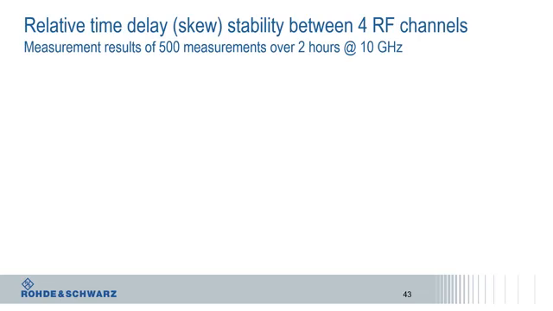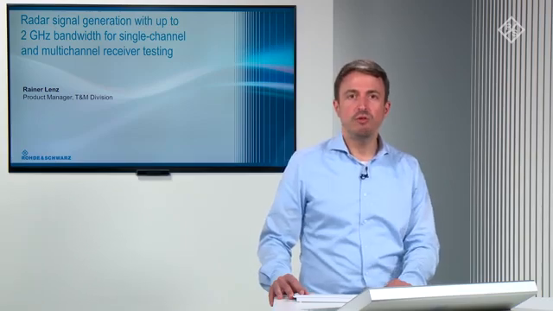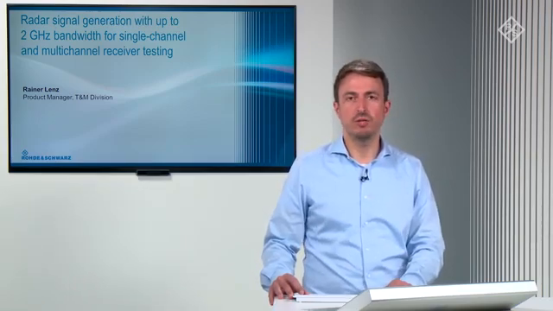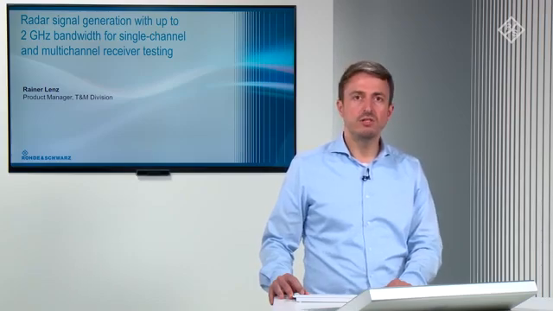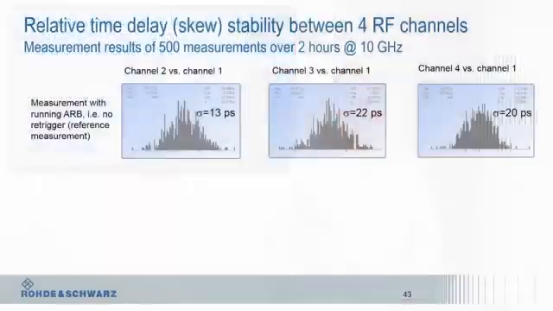On the slide before, I did the measurement at 1 GHz. But normally you're also using higher RF frequencies. So we have repeated the same measurement also for 10 GHz, for example. In this case, we have first looked at the stability of the ZVA itself, so without doing any retriggers. The results can be seen on this slide. So in this case, we have not retriggered the ARB. The ARB is running all the time, and we have only measured the time stability among the different channels. So here we see slightly higher standard deviations, about 13 picoseconds for the first one, 22 picoseconds for channel 3 to channel 1, and 20 picoseconds for channel 4 to channel 1.